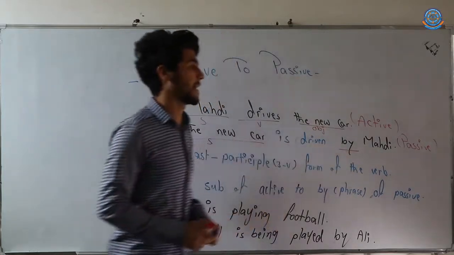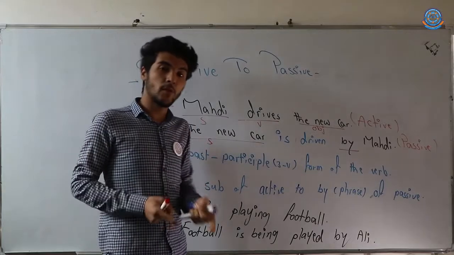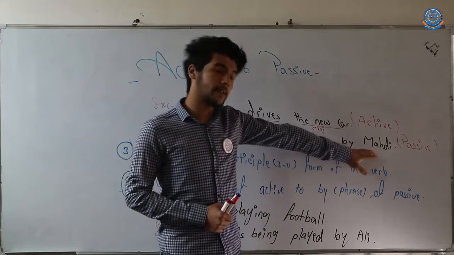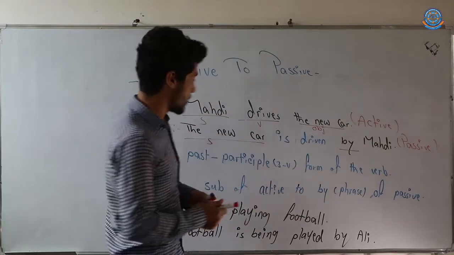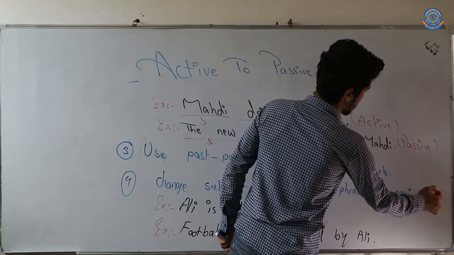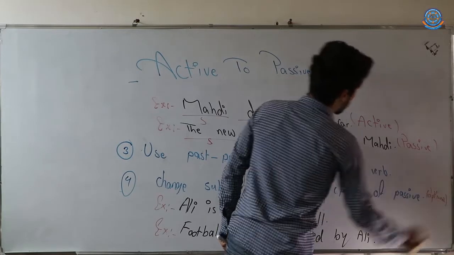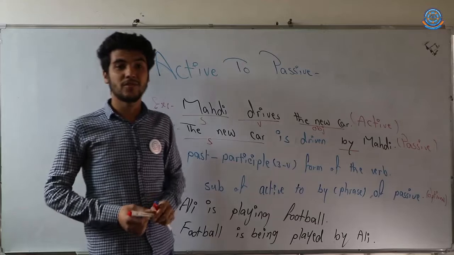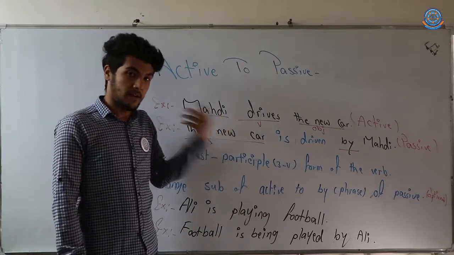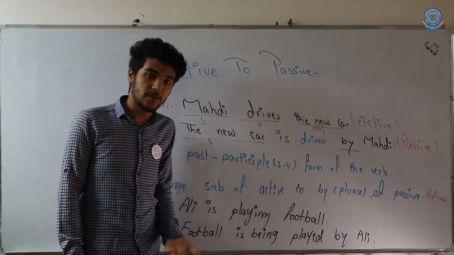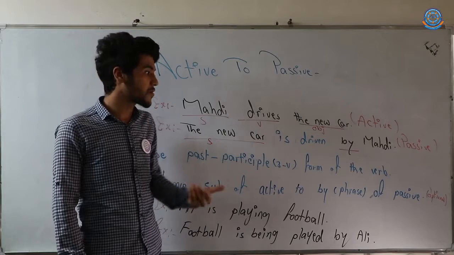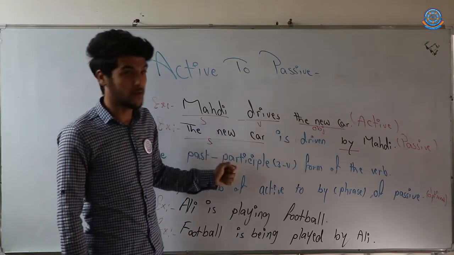Here, by Mahdi. It means you can bring the doer of your action in the active sentence to the passive sentence by using by plus subject. And I should mention here that this rule is optional. I mean, it is not necessary to always use a by phrase or always mention the subject of your active sentence. In the next video, we will talk about when we can use active and passive, especially passive. Then we will talk about why it is not important in the next videos.